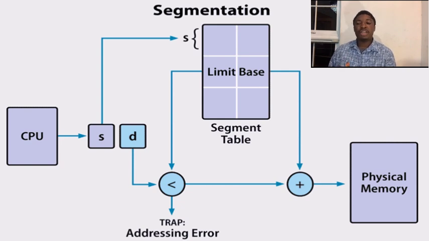So if not so, if the offset is greater or equal to the base, then we are addressing an error. That's what shows in the illustration. Else it's going to crash or it will cause a corruption if the offset is greater or equal to the base. And that's what we have in the illustration there.